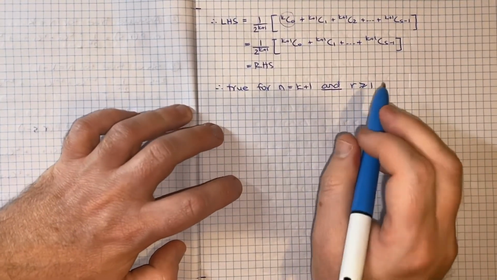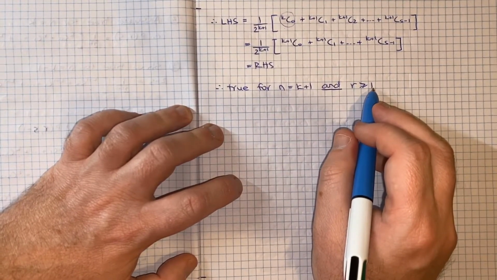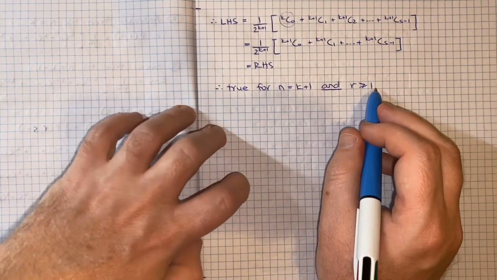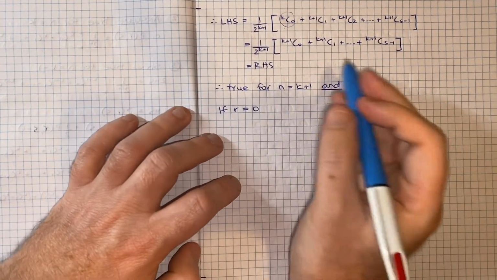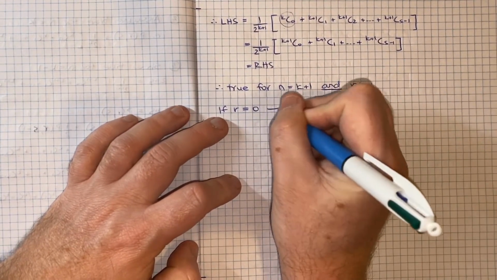So I think we've done a lot of the work, but not all of it, because now we need to do the same thing, but we need to say if r is equal to 0, do we also get our left-hand side equal to our right-hand side? So if r is equal to 0, what are we really dealing with?